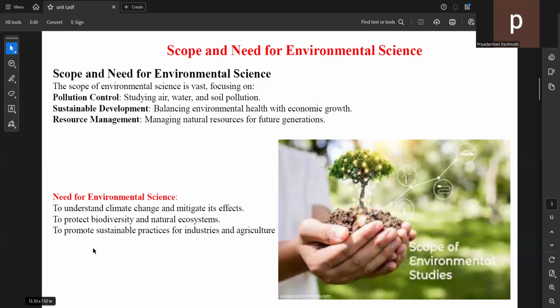It is to understand climate change and mitigate its effects, to reduce its effects, to protect biodiversity and natural ecosystems, and lastly, to promote sustainable practices for industries and agriculture.